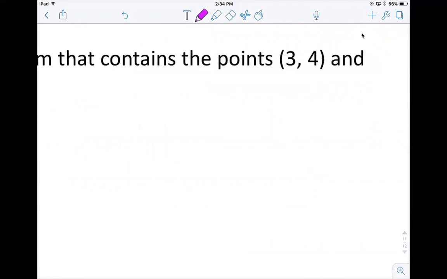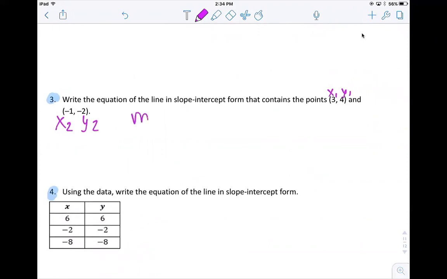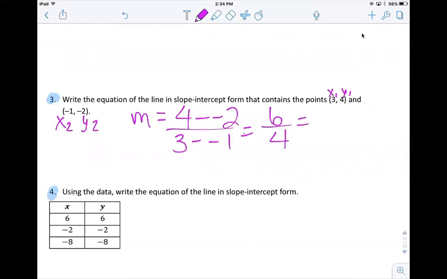So again, we have x1, y1, x2, y2. So if we do our slope, we're going to take 4 minus negative 2 over 3 minus negative 1. So 4 minus a negative 2 becomes a positive 6. 3 minus a negative 1 becomes a 4. And 6 divided by 4 would be 3 over 2. So I know my equation is y equals 3 over 2x plus something.